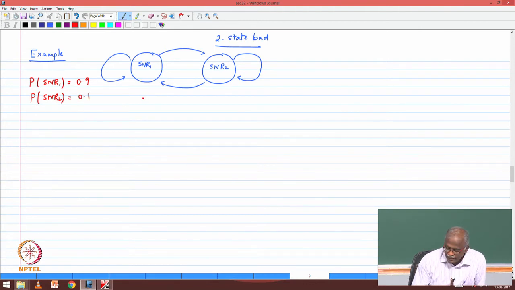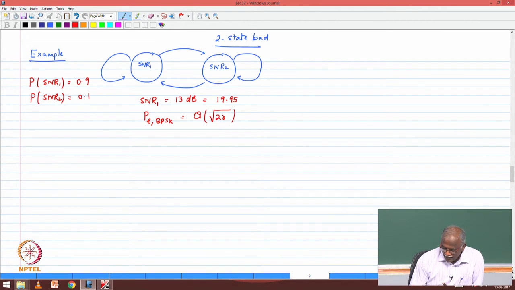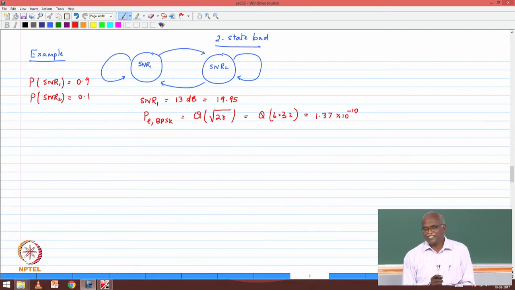And the good news is that SNR1 is 13 dB. Okay, that in linear scale would correspond to 19.95. So, if you are looking at a BPSK system, just so that you get a feel for the numbers, this would be Q of root 2 gamma, where gamma is 19.95. You can please do the calculation. This would be Q of 6.32. 6.32, this comes out to be 1.37 times 10 power minus 10. For a wireless channel, this is amazing.